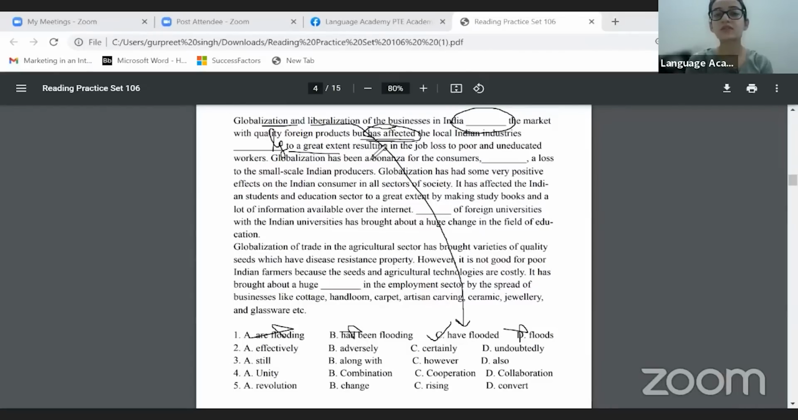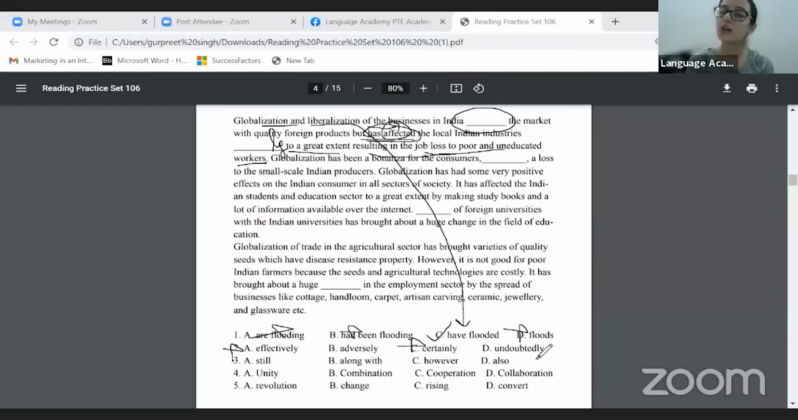To a great extent, resulting in job loss to poor and uneducated workers. So obviously the effect is not good, because it is leading to loss of jobs in the poor and uneducated group. So we need an adverb, but it should be negative as well. So "effectively" is a positive word. "Certainly" means surely. It's not negative. "Adversely" means negatively. And "undoubtedly" means without any doubt.